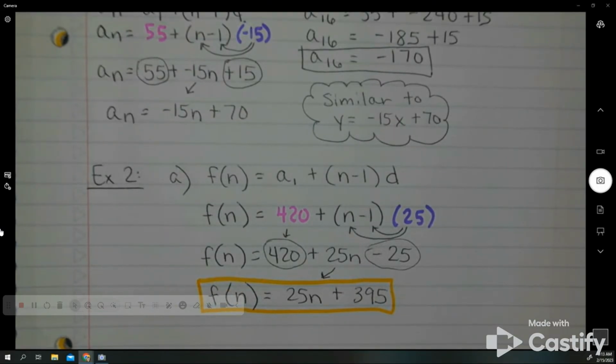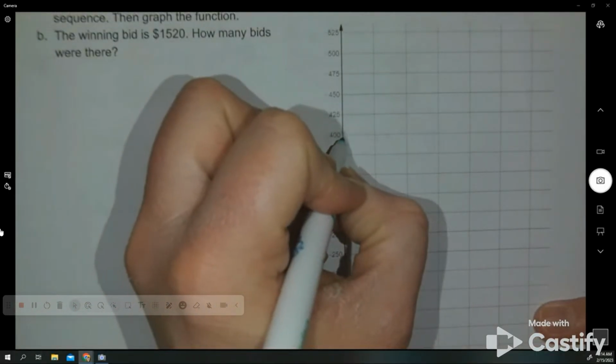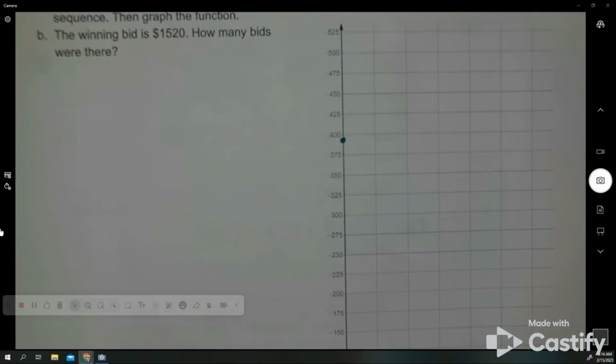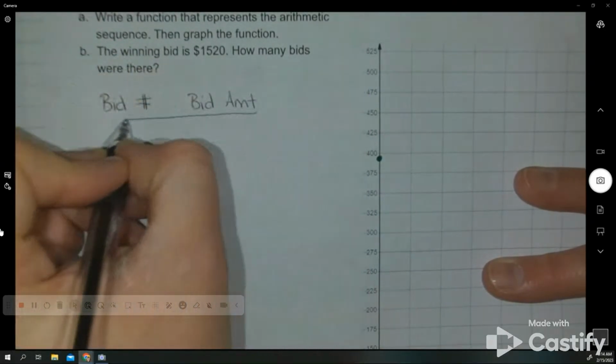And now we can use that function just like we've done in the past in order to graph our information. So just like when we have done this in the past, our y-intercept is 395. So if I'm looking at my graph here, 395 isn't a perfect number on here, so I have to kind of estimate where I'm at with that. So 395 is almost 400. So right there. We have our bid number and then the bid amount. We'll just abbreviate that with AMT.